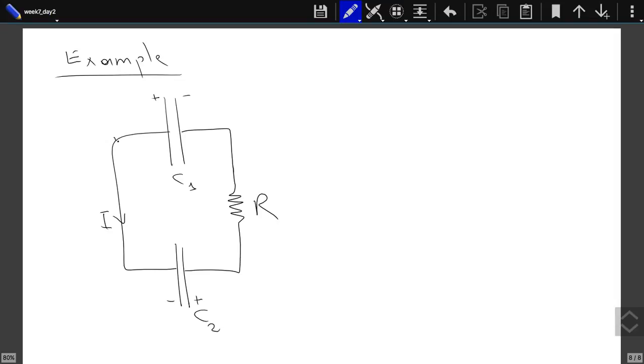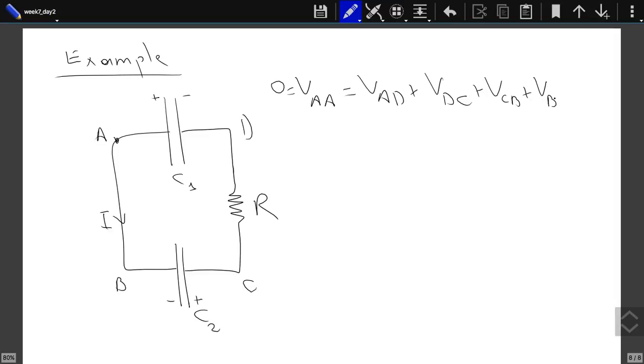Okay, let's start from this point. A, B, C, D, V_AA, which should be equal to 0. This is equal to V_AD plus V_DC plus V_CB plus V_BA. Nothing tells me that I should go one way around the loop or the other way around the loop. I can just go whichever way you like. And let's also call these charges. The charge over here is Q1. The charge over here is Q2.